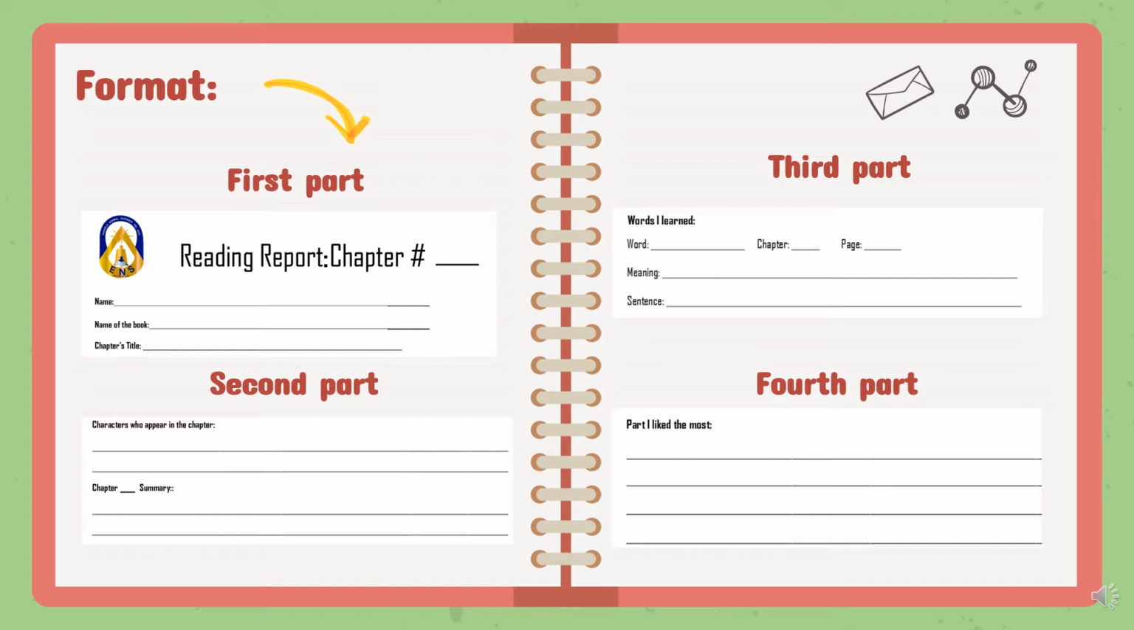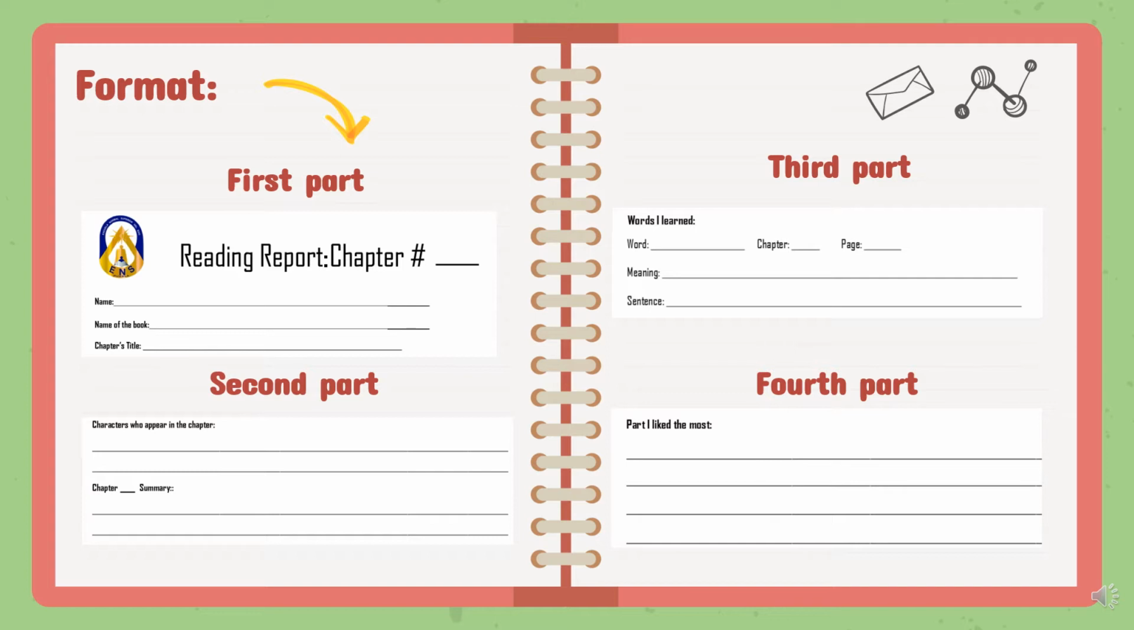The first part is for general information, such as the student's name, the name of the book, and the chapter's title. Now, the second part asks for a little bit more information, such as the characters who appear in the chapter and then a summary of the same chapter.